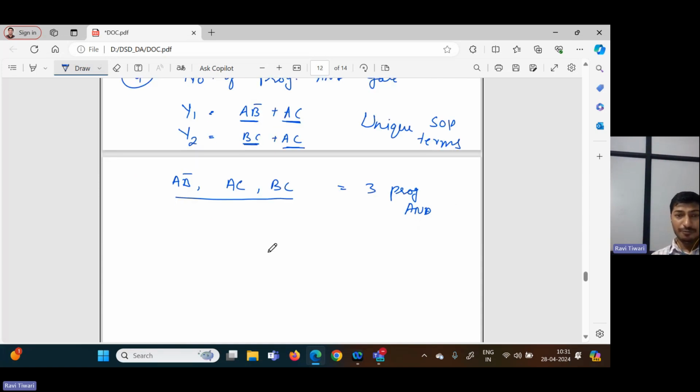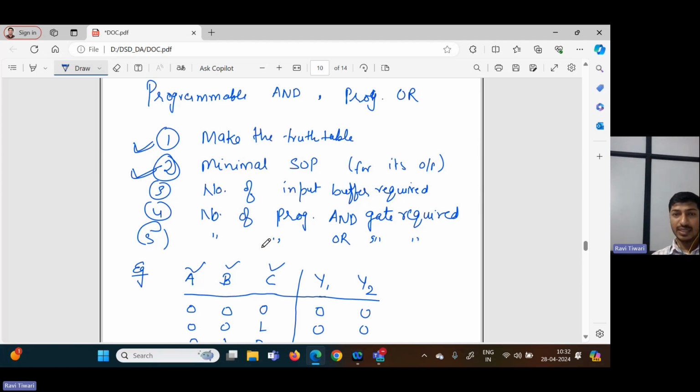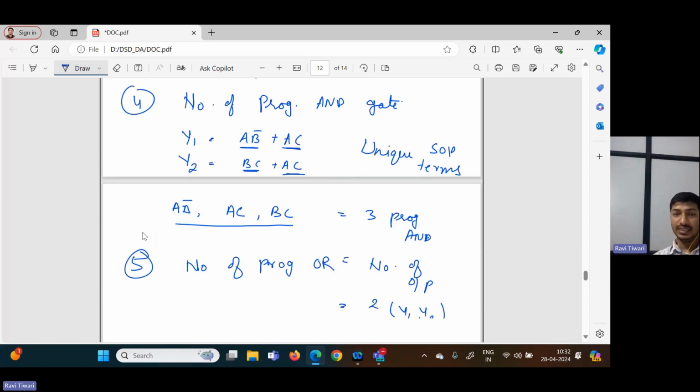Now we will see the fifth step, that is the number of programmable OR gates. The number of programmable OR gates is equal to the number of outputs. As we have two outputs Y1 and Y2, we require only 2 programmable OR gates. So now all the 5 steps we completed: the number of input buffers required is 3, number of programmable AND gates required is 3, number of programmable OR gates required is 2. Now we can start designing the circuit.